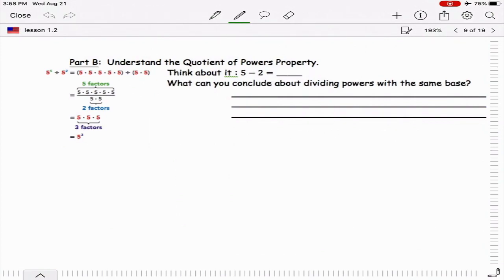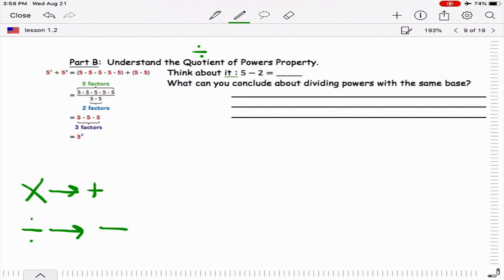Understand the quotient of powers property. So, quotient means division, right? So let's think about it. When you multiply the same bases, technically you added the exponents. So when you divide the same bases, technically, what do you think you're going to have to do?